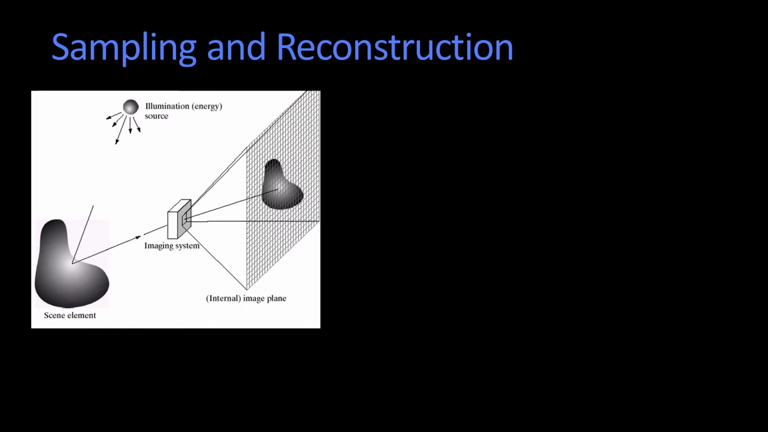So now we can start to talk about sampling and aliasing. Before we do that, we have to talk about the notion of sampling at all, and the idea of reconstruction. So here we have the idea of some nice smooth scene illuminated by a light source, and then we have an imaging system that captures the intensity at a bunch of discrete places.